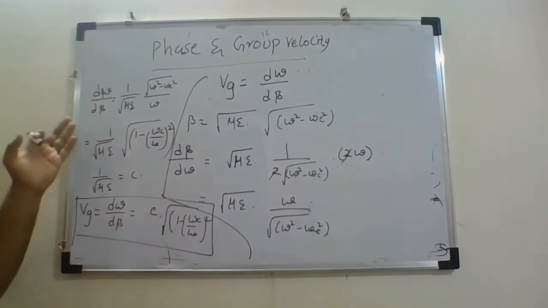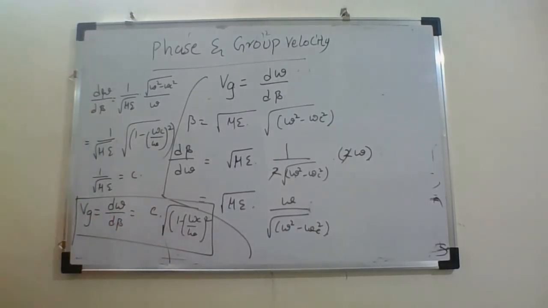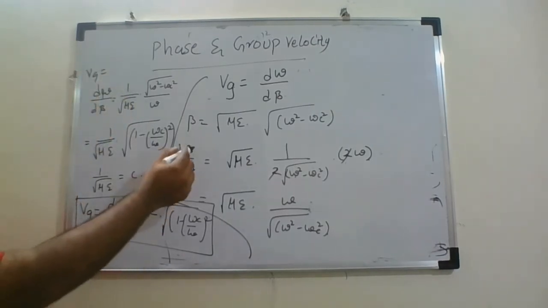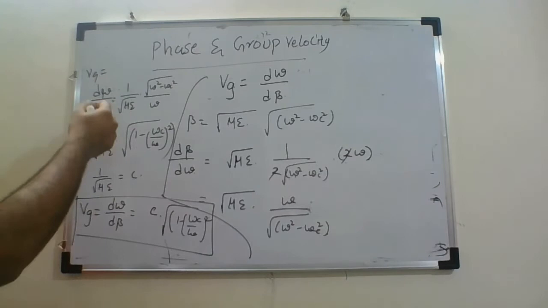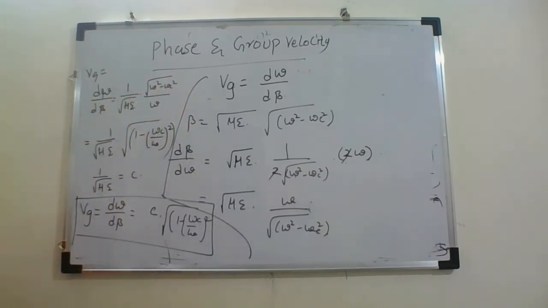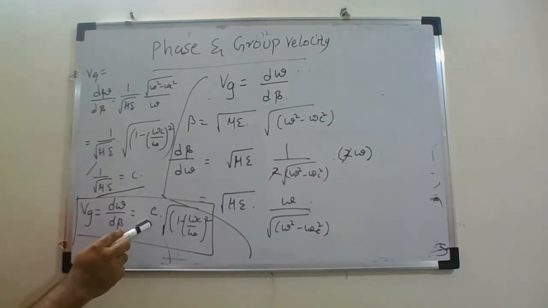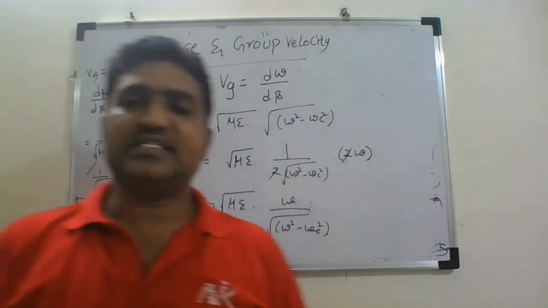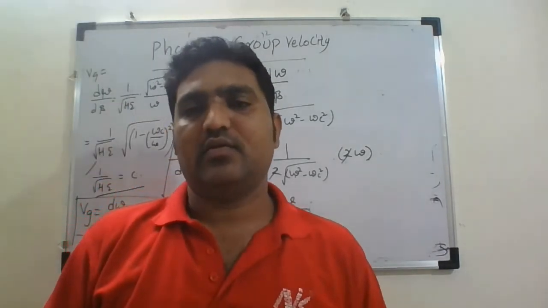Now I want the group velocity, which is Vg equal to d omega by d beta. I have d beta by d omega, so let us take the inverse of this. When I take the inverse, I get it like this. Here 1 by root mu epsilon is again nothing but the free space velocity, so I substituted c here. So I'll get it like this. This is the expression for group velocity.